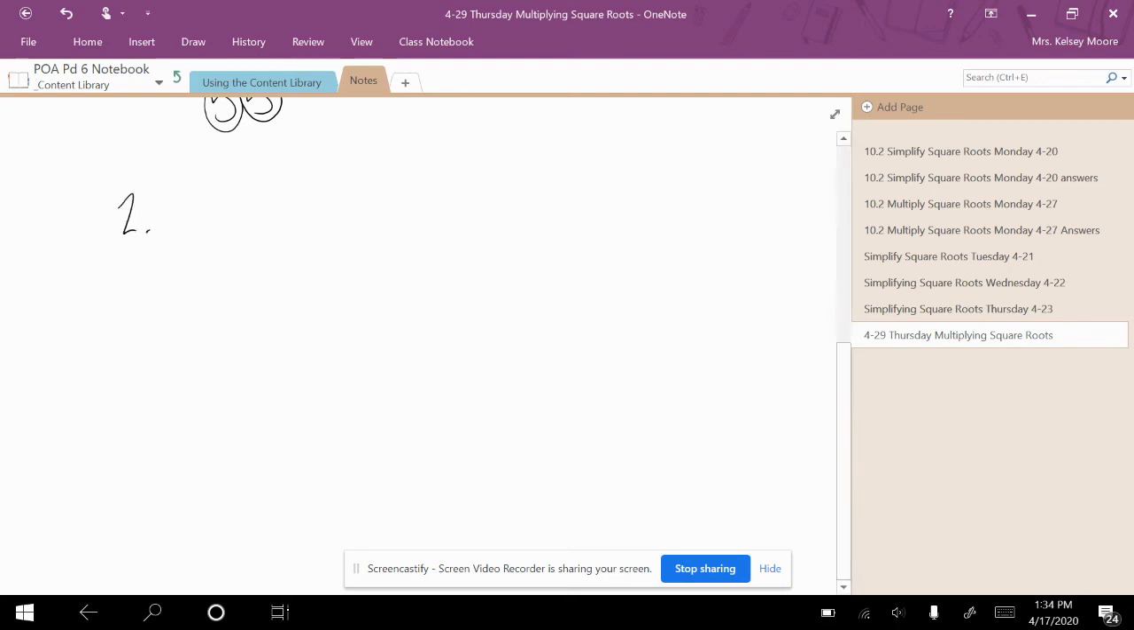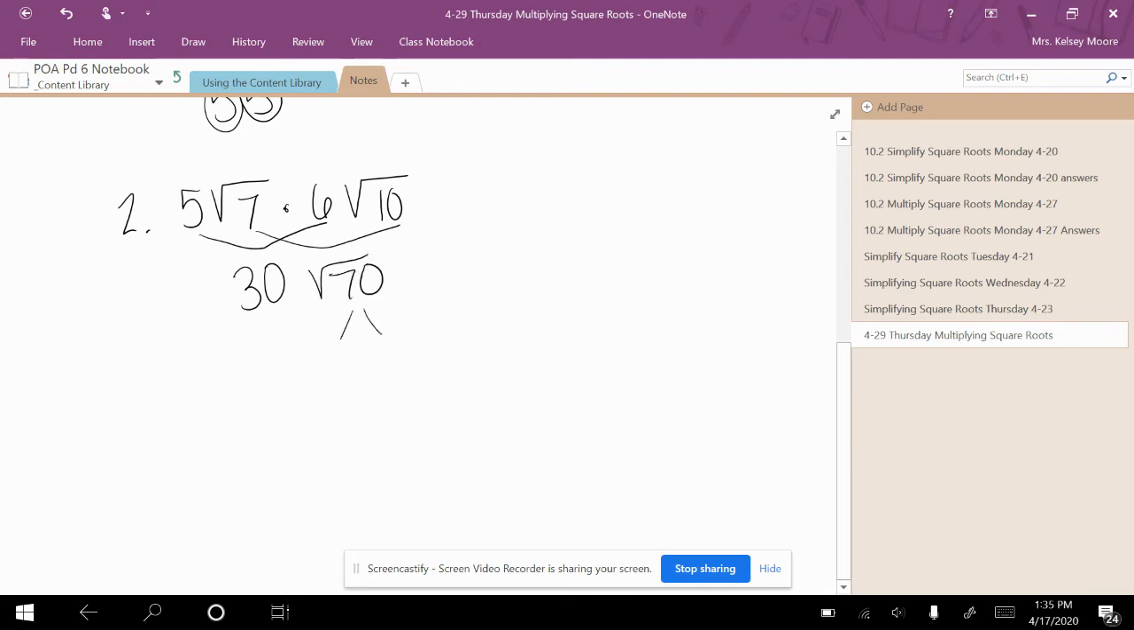Okay, the next one will be 5 square root 7 times 6 square root 10. Okay, multiplying the 5 and the 6 together, you get 30. Multiplying the 7 and the 10 together, you get 70. Now breaking apart the 70, you get 7 and 10. And then breaking apart the 10 again, you get 5 and 2.